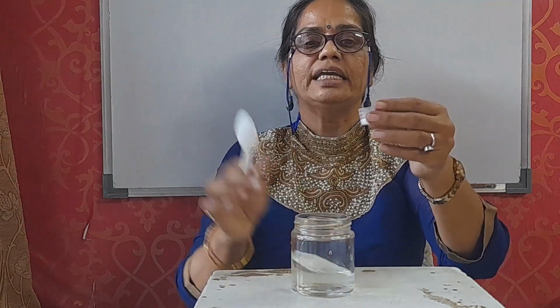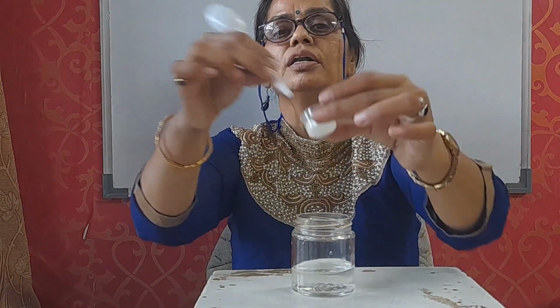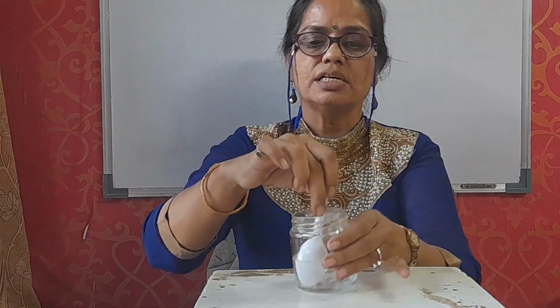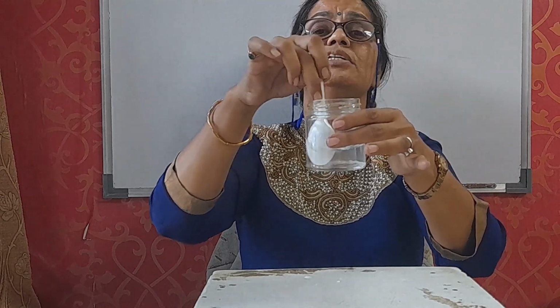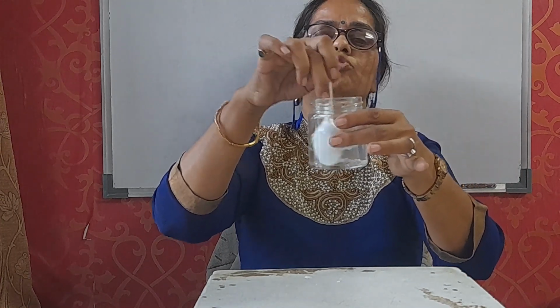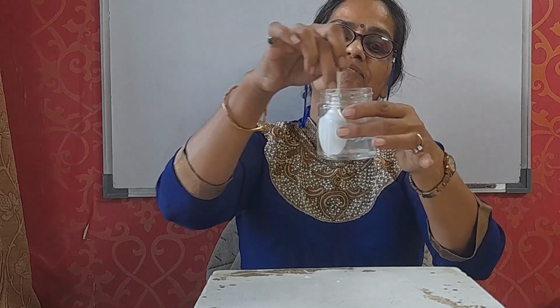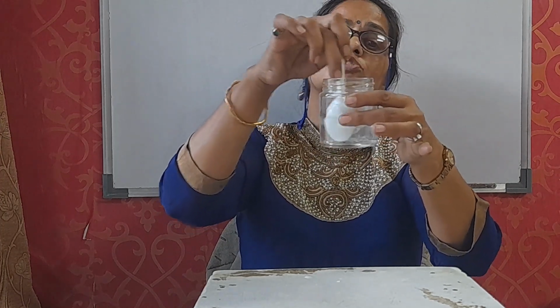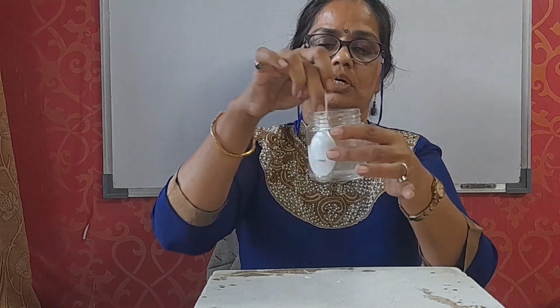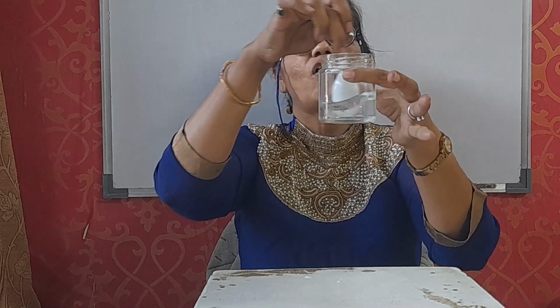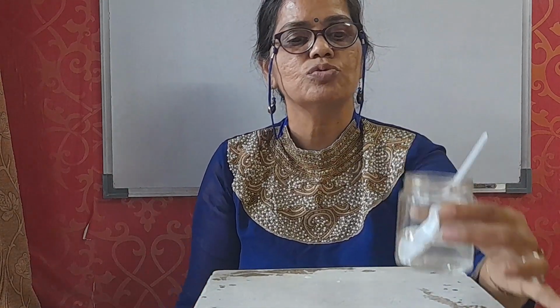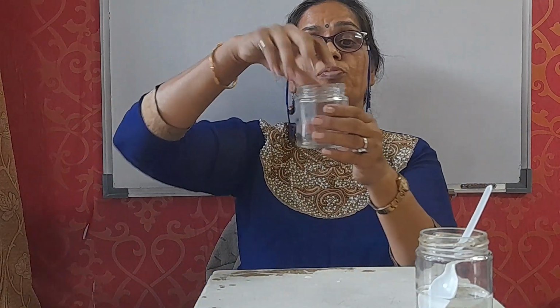Second thing, if I take sugar, see sugar, and when I stir it continuously, sugar particles are a little bit bigger than salt, so it will take time to dissolve in water, but after some time those particles also completely disappear in water. That means sugar is also soluble in water. I will keep the sugar solution here. By the time, I am showing you the other substances which are soluble in water.